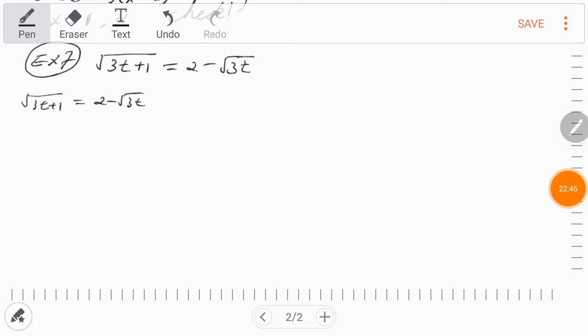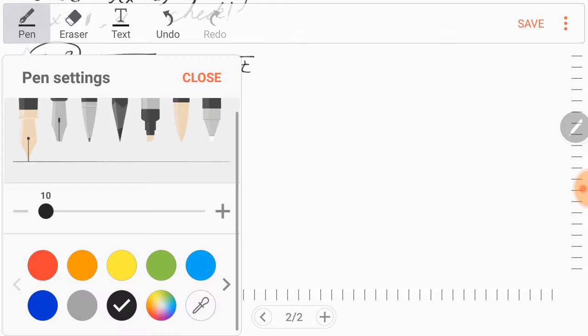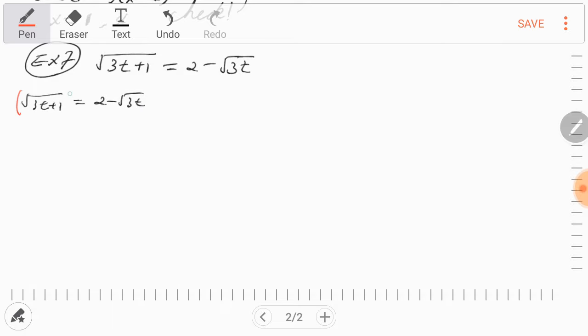Okay, this equation has two radicals and they are separated. So why don't we just square each side? Okay, square each side, then see what happens. The left side of the equation is 3t plus 1, and the right side, we will use the formula a squared: 2 squared is 4, minus 2ab. So 2 times 2 times square root of 3t, plus b squared. B squared is what? 3t.